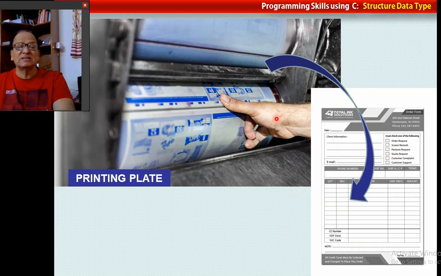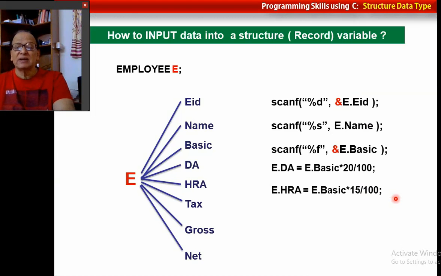Employee E is the form. E is the form into which I can insert data, or S, which is student S. S is the variable. S is the form into which I can input data into various fields of that variable called S. So for example, here employee E is there. E is the variable. E contains EID, name, basic, DA, HRA, tax, gross and net. All these variables are contained in E.